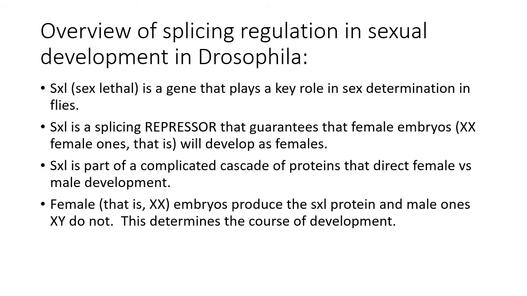Okay, so just an overview of what this is going to be about, where we're kind of going with this. We're going to be talking about two genes, really. One is called sex lethal, that plays a role in sex determination. And sex lethal is a splicing repressor, and its job is to guarantee that female embryos will develop as females. It's part of a complicated cascade of proteins. And the females will produce this sex lethal protein, and male ones do not produce it for reasons that have to do with the way the initial primary RNA transcript is spliced.